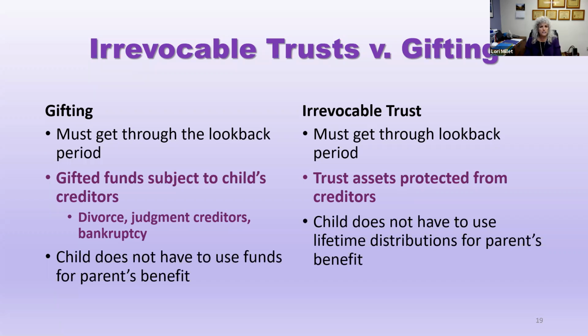So let's contrast this with an irrevocable trust. Because it's an irrevocable trust, the trust assets are protected from the child's creditors. In other words, a divorce lawyer can't get to that money because it isn't the child's money. So it is not subject to division in a divorce settlement or in a bankruptcy court or in some kind of a judgment situation. But we have the same problem with the child not necessarily wanting to use those lifetime distributions to pay for the parent's benefit.